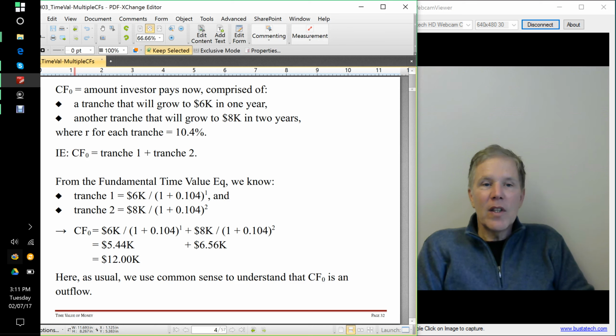And CF0 is just the sum of those two, the 6,000 discounted back by 1 year and the 8,000 discounted back by 2 years. You should check me that if you calculate that out, for the 6,000 you get 5.44 thousand, and for the 8,000 you get 6.56 thousand. You add those two together and you get 12,000. And here, as usual in this chapter, we're going to use common sense to understand that CF0 is an outflow for the bond purchaser.